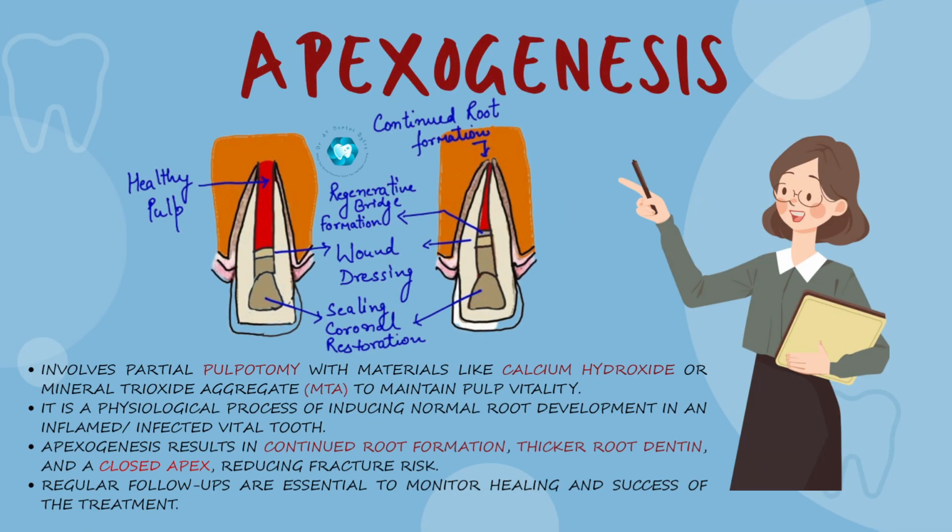Key points to remember for apexogenesis: it's a vital pulp therapy. The radicular pulp must be healthy to do apexogenesis. It's a partial pulpotomy with materials like calcium hydroxide or MTA to maintain the pulp vitality. It's a physiological process of inducing normal root development in an inflamed or infected vital tooth. It results in continued root formation, thicker root dentine, and a closed apex, reducing the fracture risk. Regular follow-ups are essential to monitor the healing and the success of the treatment.